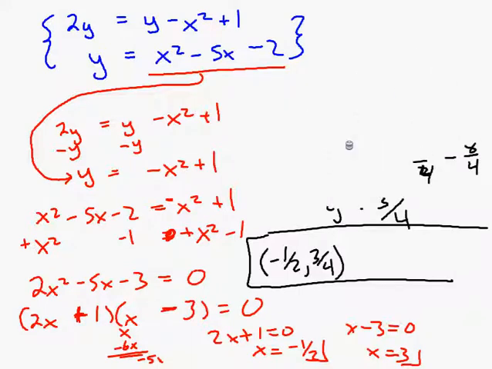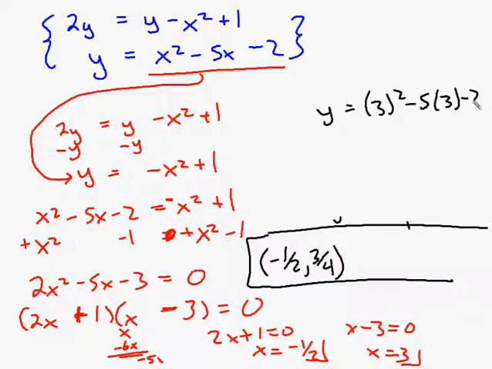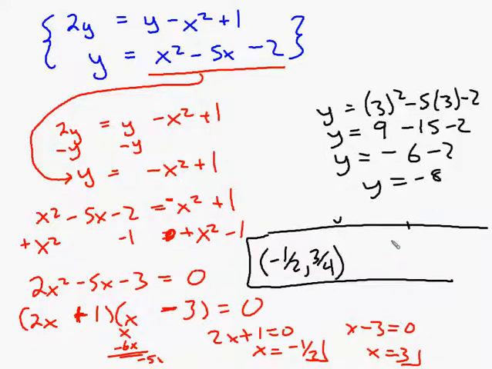And I'll erase that piece right there. Let's do the 3. So y equals 3 squared. Notice I do put that in parentheses to make sure in case I square a negative that it gets to be positive. And we get negative 8, so 3, negative 8 is the other answer. All right?